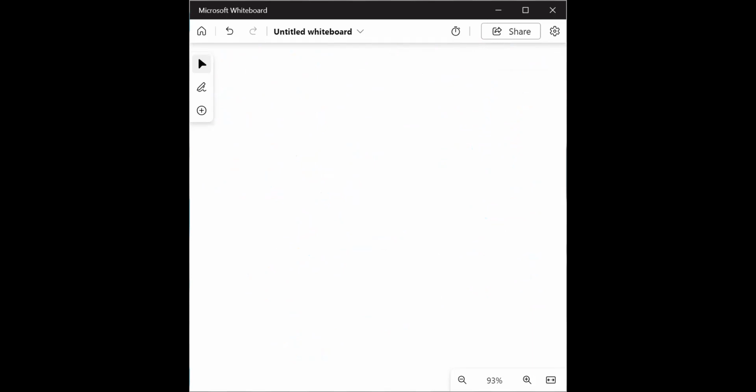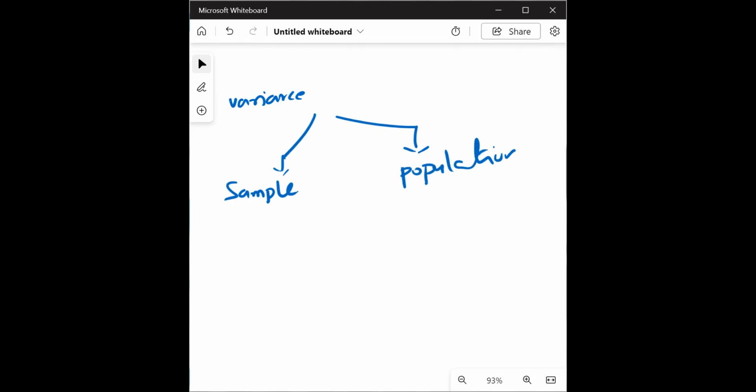Now I'm talking about the variance, right? When I'm talking about variance, it also has two versions. One is for a sample and one is for when I have the population data. I already told you the representation part: this could be S square, and this we can represent with sigma square.